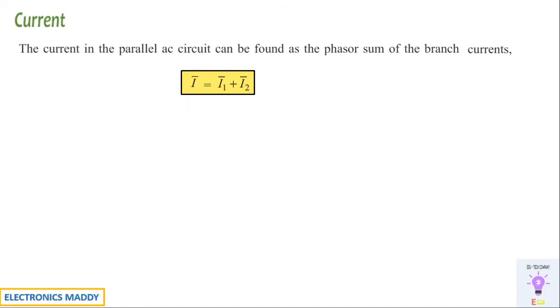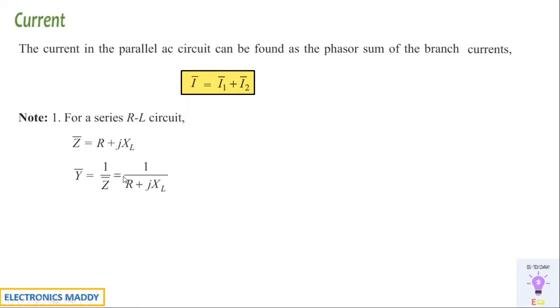Please make a note of all these important conclusions in a separate place, so that it will be really helpful when you solve problems. We'll be drawing two conclusions. We want to find the conductance and susceptance for the series RL circuit and the series RC circuit. Note 1 is for the series RL circuit. We know the impedance Z bar is given as R plus J into XL. Y bar is the reciprocal of impedance, 1 by Z bar, so Y bar is 1 by R plus J into XL. Now I'll multiply the numerator and denominator by R minus J into XL.